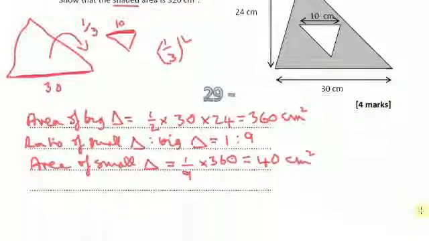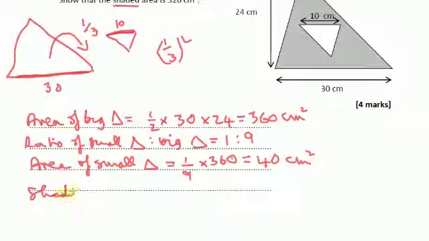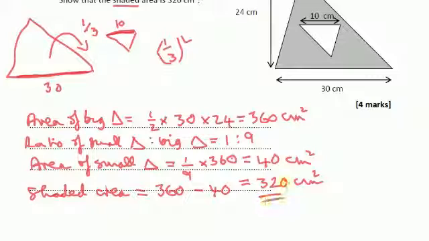But we want the shaded area, which is just the big triangle minus the small triangle. 360 minus 40, which is 320. Which is what we were asked to show.